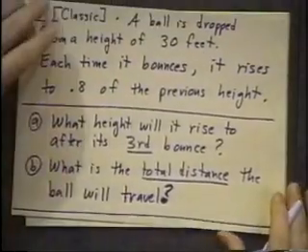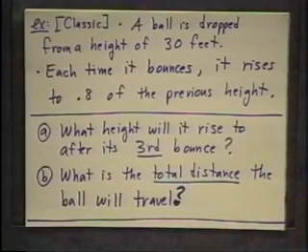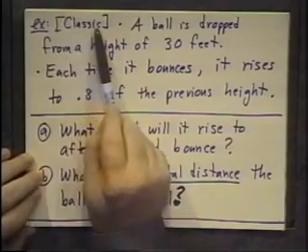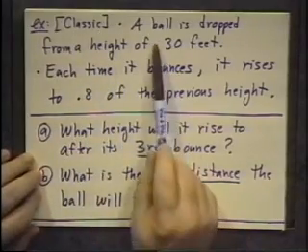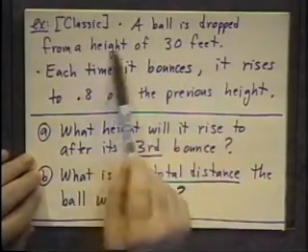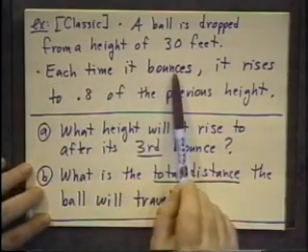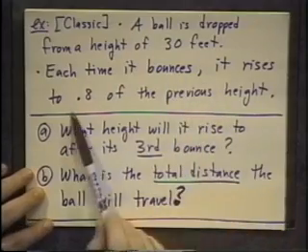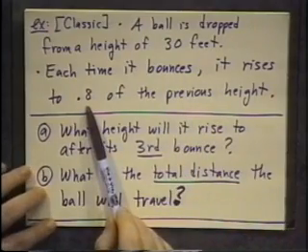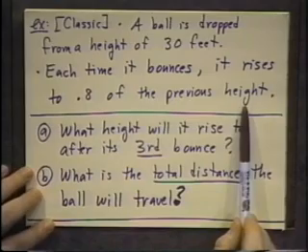All right. Here is a problem I will pose to you so you can practice with your geometric series. It's another classic. And here it is. Suppose a ball is dropped from a height of, say, 30 feet. Each time it bounces back up, it rises to 0.8, that's 8/10 of the previous height.